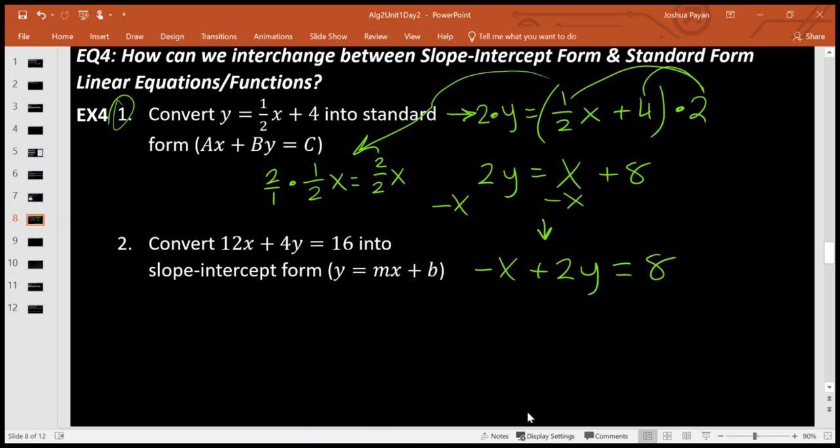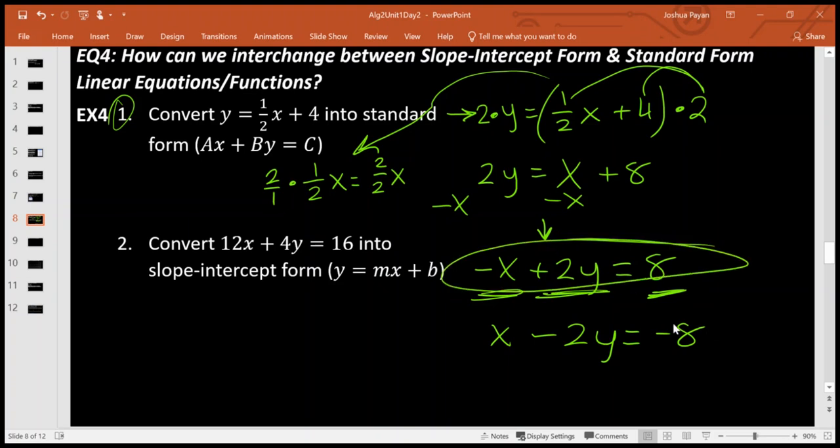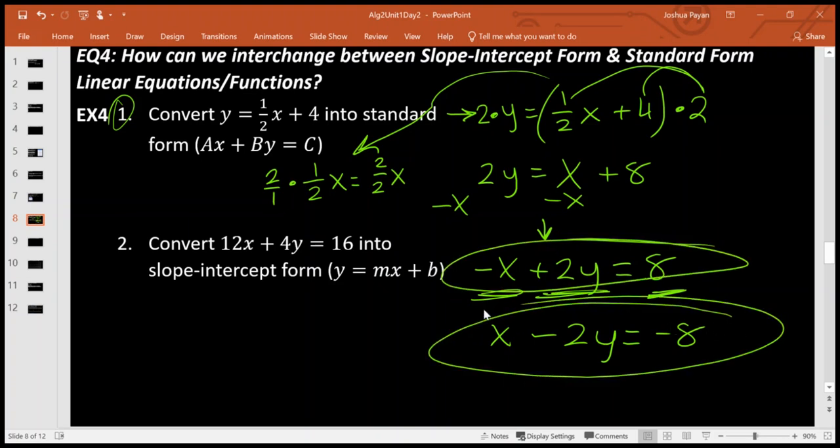Depending on what book you read, you may read that this leading coefficient cannot be negative. If that is the case, all you would want to do is distribute a minus throughout this entire equation. So all I would have to do in that case is change the sign of everything. So this negative x becomes positive x. This positive 2y becomes negative 2y. This positive 8 becomes negative 8. Okay? If you're in my class, this is acceptable, but this is also acceptable here.